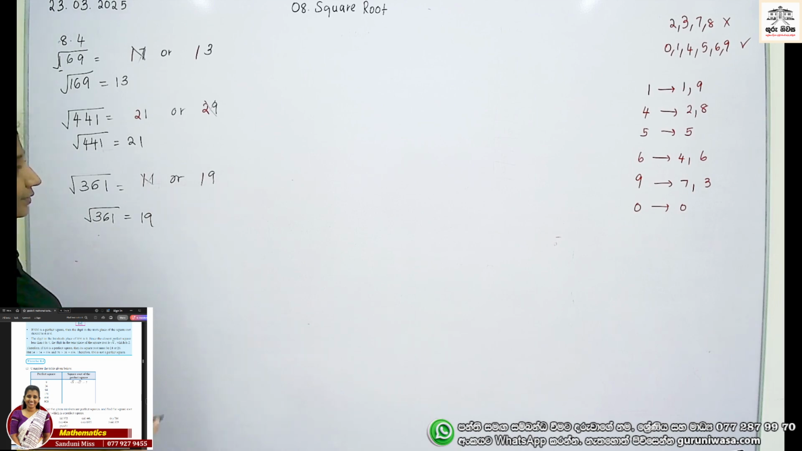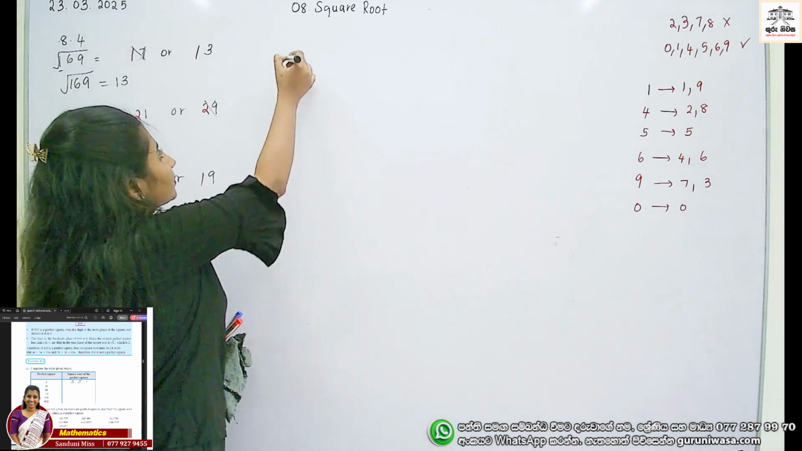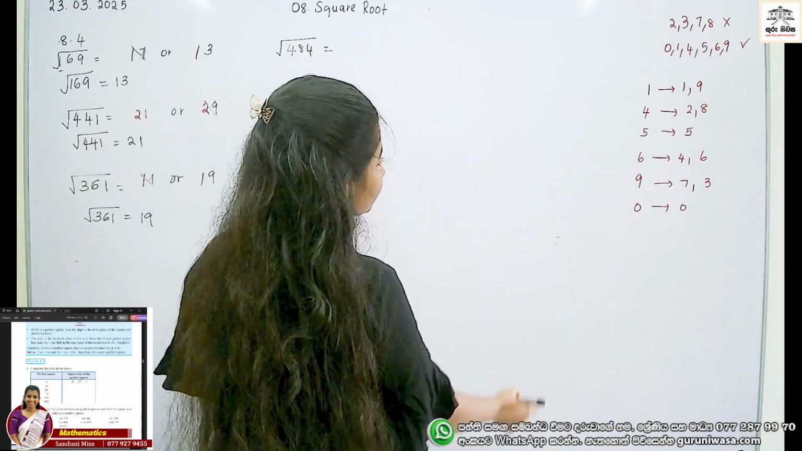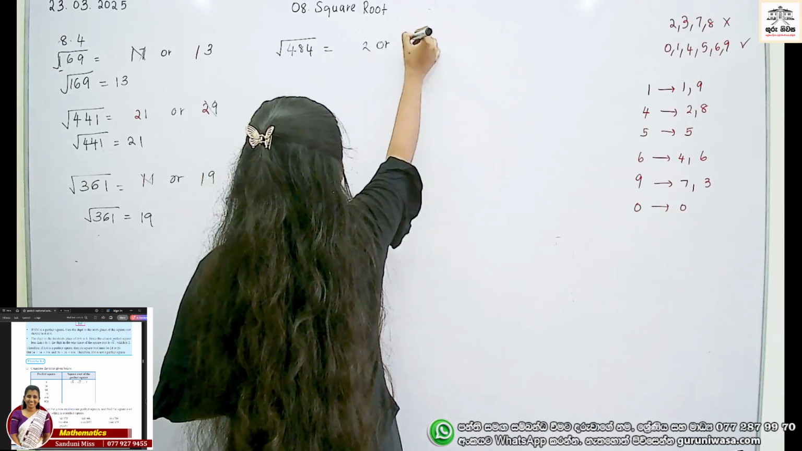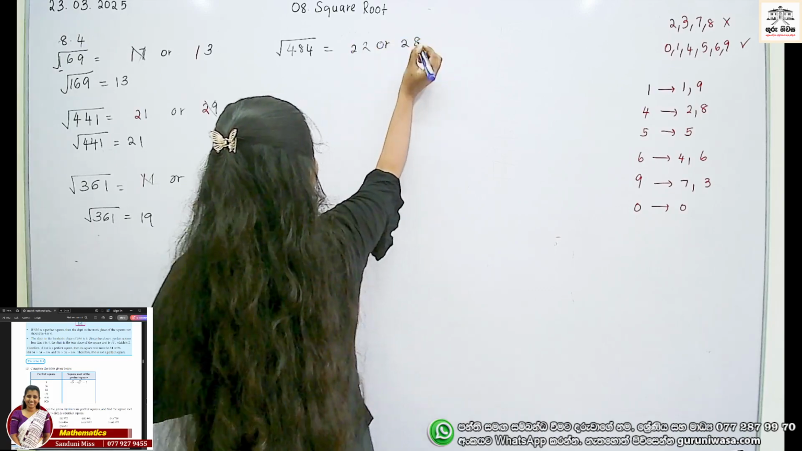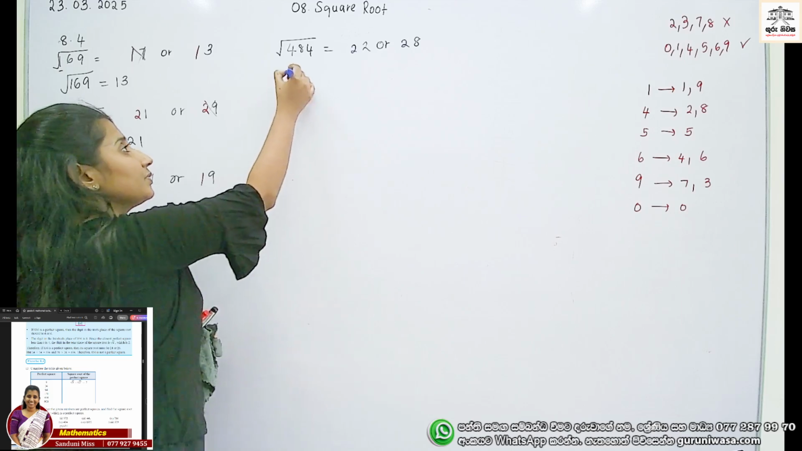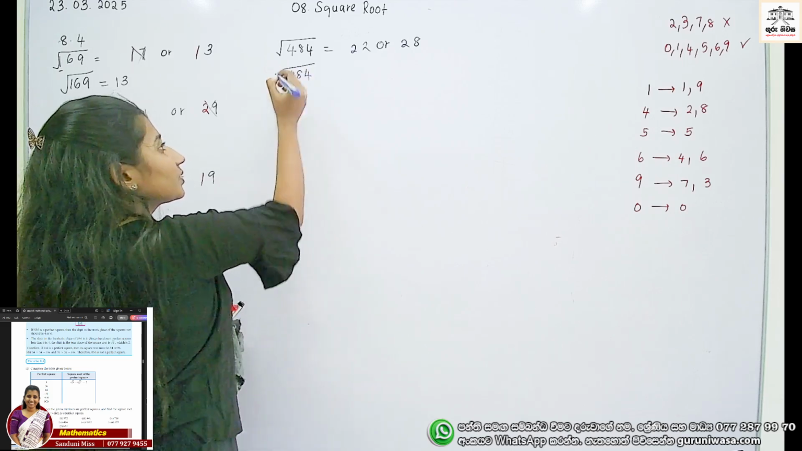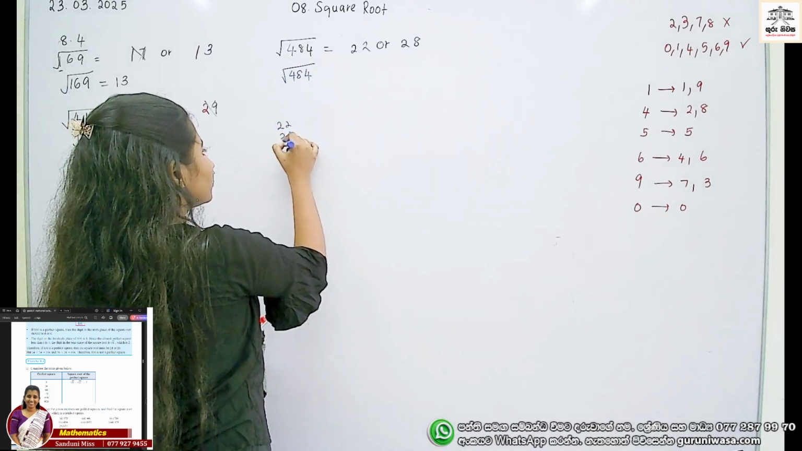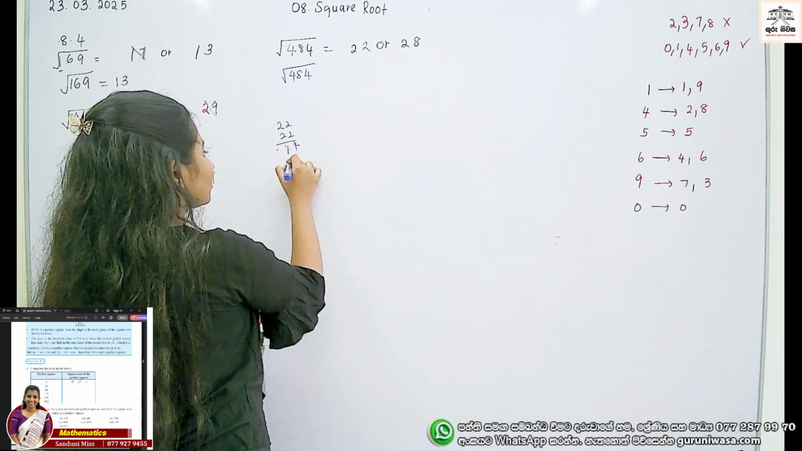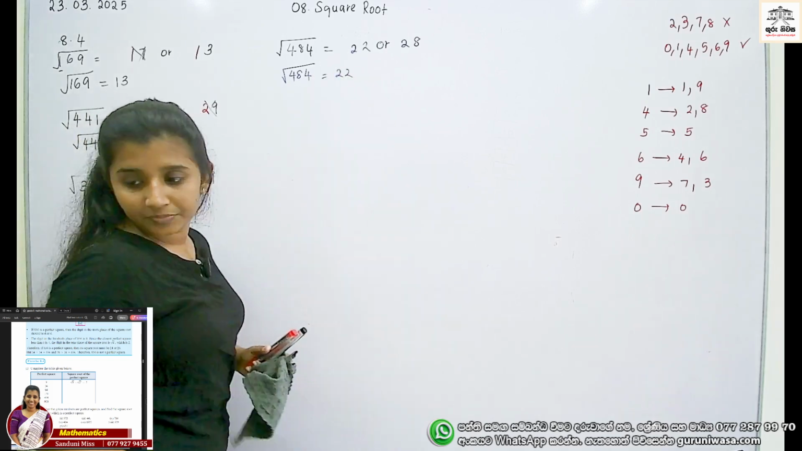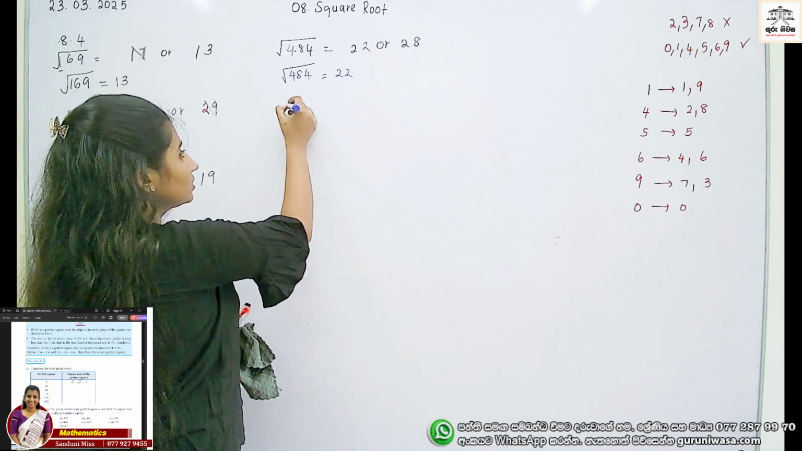Right, 484. So 4 is what? 2 and 8, so 22 or 28. 484 is what? 22, right?